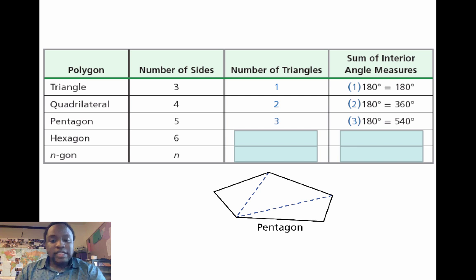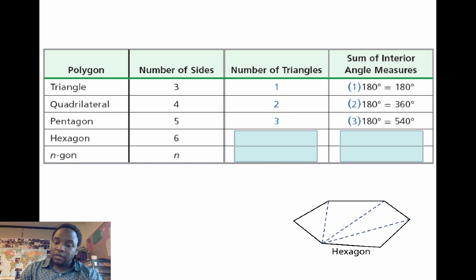Now, try to see how many triangles a hexagon would have. Well, it would have 4 triangles because there are 3 diagonals that you can make from a certain vertex, making 4 triangles. And therefore the sum of the interior angles would be 720, or 4 times 180.